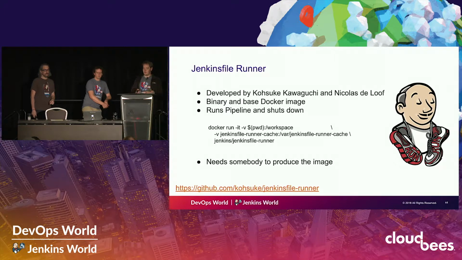And there is a project originally started by Kosuke and then extended by Nicola. It's a Jenkins file runner. So it's a tool which can take a Jenkins file as input, execute it, and die. So this is the single shot master. The only problem with this tool is that somebody needs to produce the image which would include everything together.